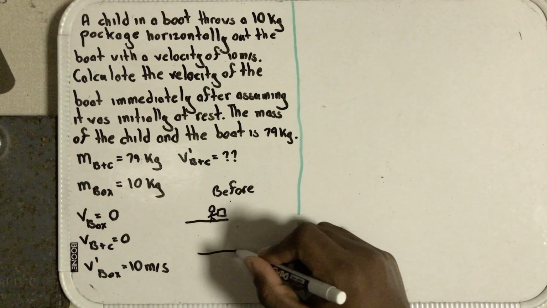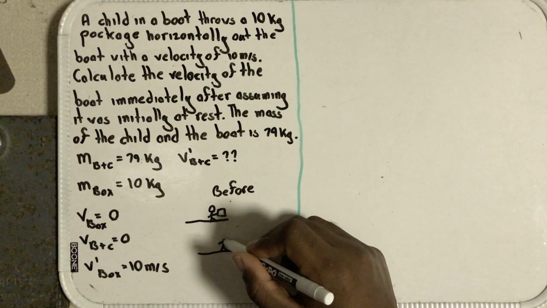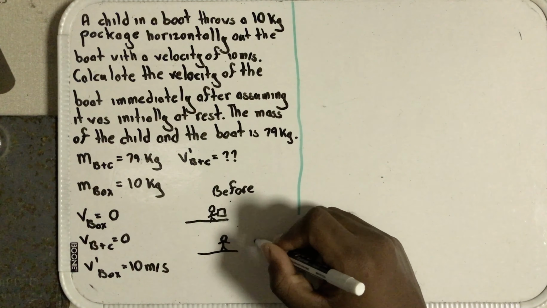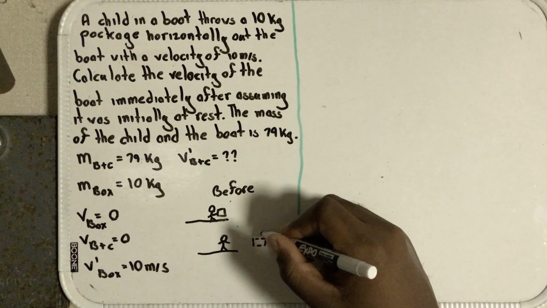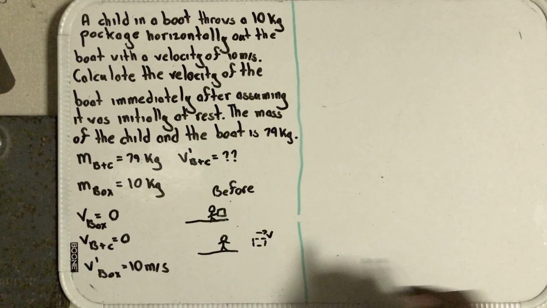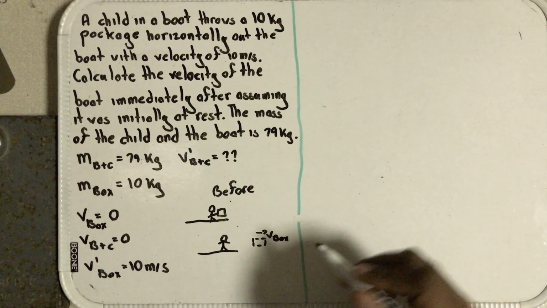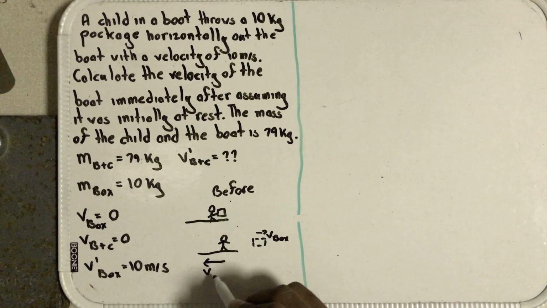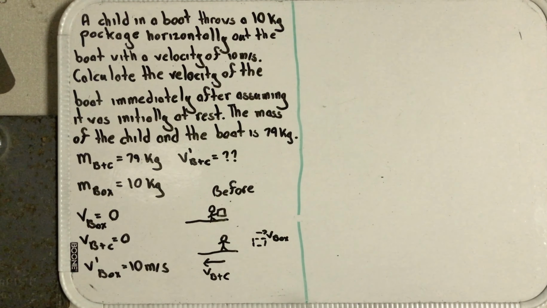And here, this is what happens after the event. The child throws the package. This is the package flying off in that direction. We're going to let that be to the right. This package has some velocity there. However, what's going to happen here is they're going to move in the opposite direction because momentum must be conserved.